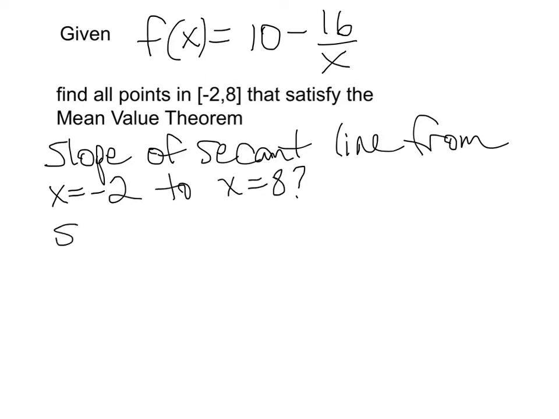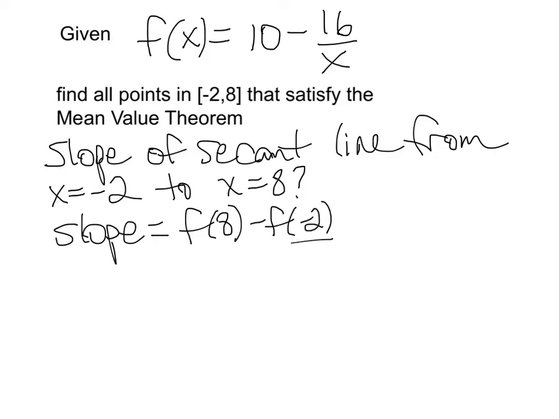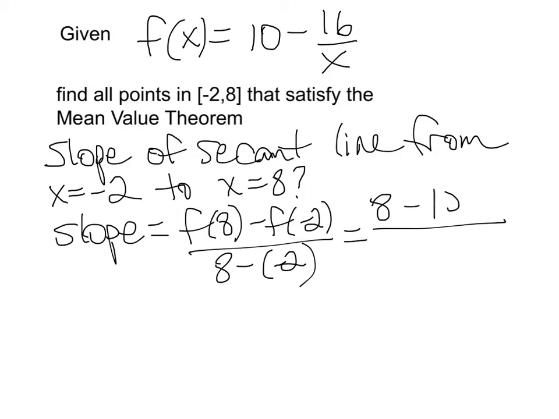Well, it's equal to f of 8 minus f of negative 2 over 8 minus negative 2. F of 8, if you plug an 8 into the original function for x, you get 10 minus 2, which is 8. And if you plug a negative 2 in, you get 10 plus 8, which is 18. On the bottom, we have an 8 plus 2. This comes out to be negative 10 over 10, or negative 1.